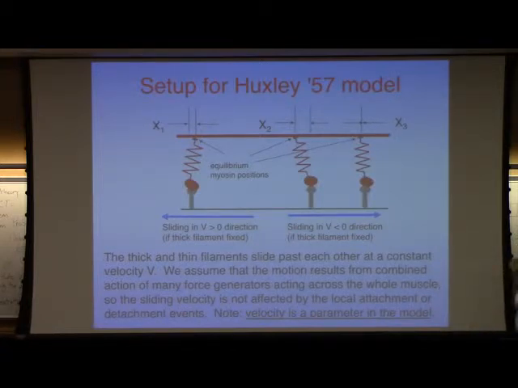Now in the model, velocity is a parameter. So we're going to set the velocity. This is classical physics, and it's really independent of your frame of reference. What I tend to do is assume the thick filament is fixed, and then the thin filament is sliding one direction or another. You can pick something else, but that's the convention that I'm using. If velocity is positive, I'm going to assume the thin filament is moving this direction. If velocity is negative, I'm going to assume it's going that direction.